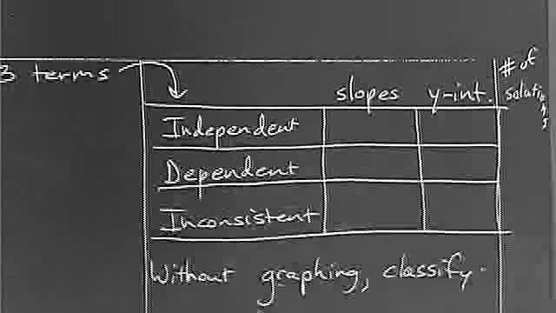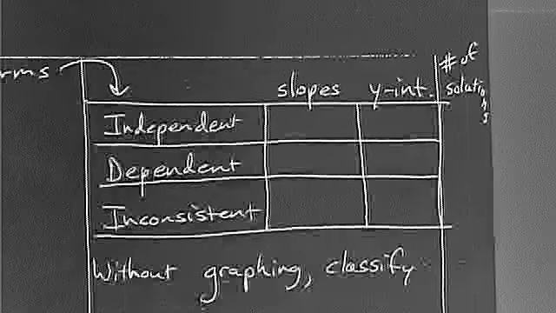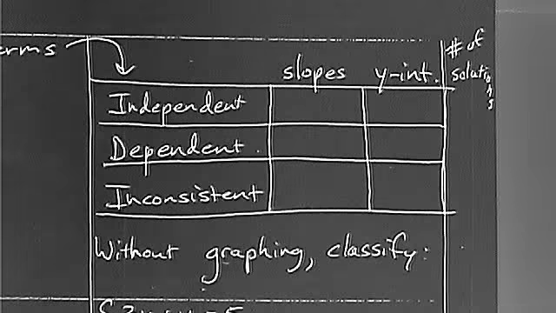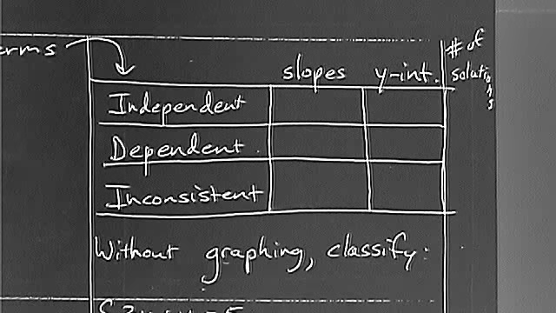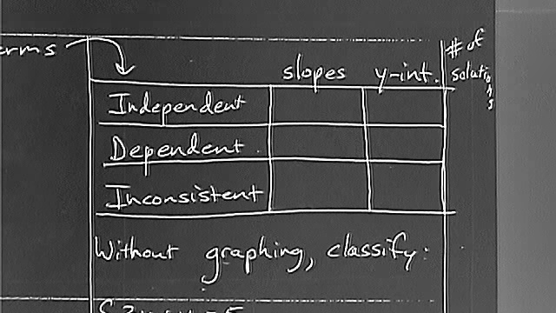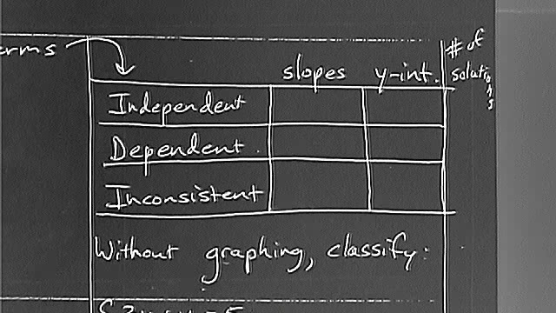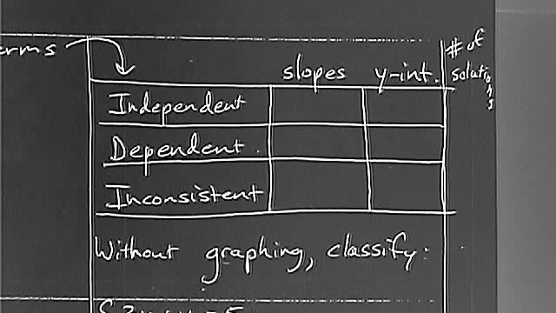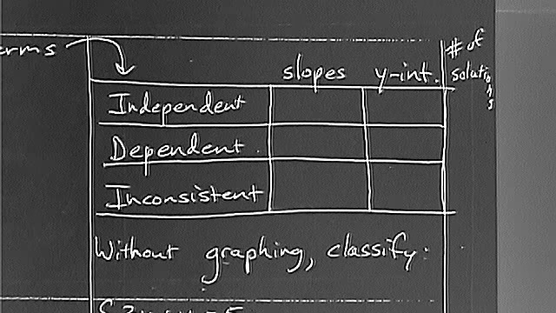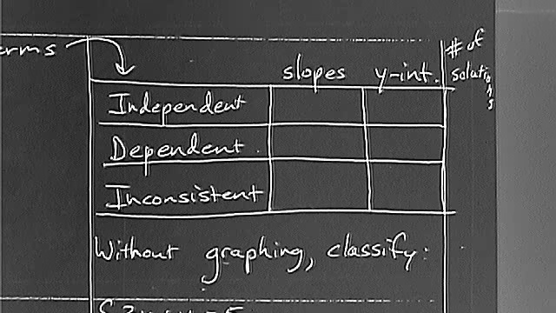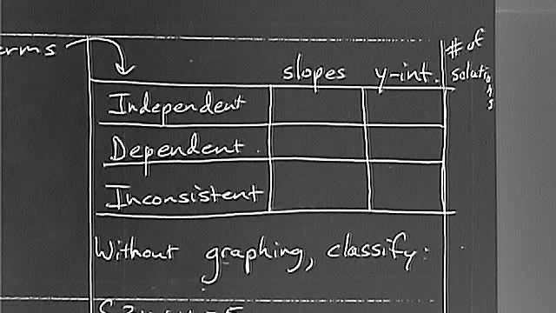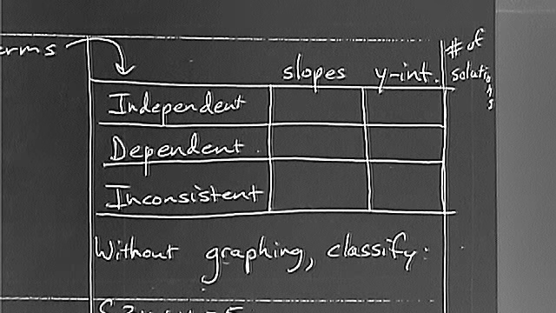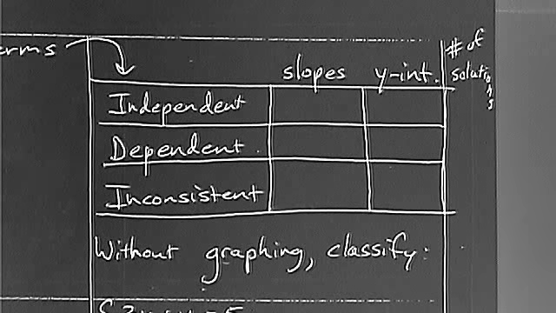Well, once you determine what those are, then I want you to fill in this chart. A system of linear equations can fall into one of these three categories: independent, dependent, inconsistent. And I want you to find out somewhere in the book, online, what do you know about the slopes, what do you know about the y-intercepts, and what do you know about the number of solutions. So fill in these three things.